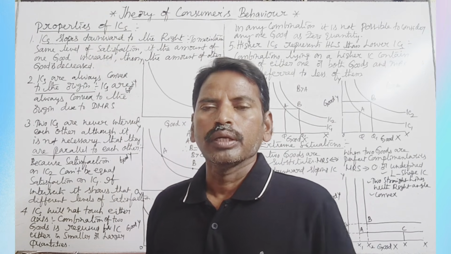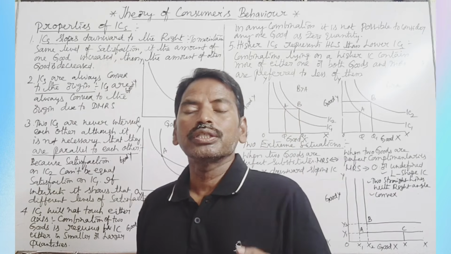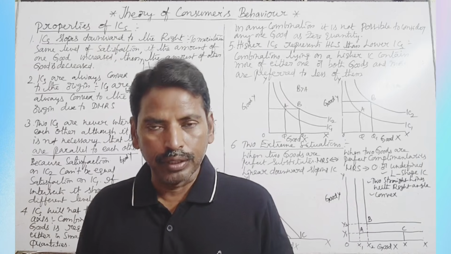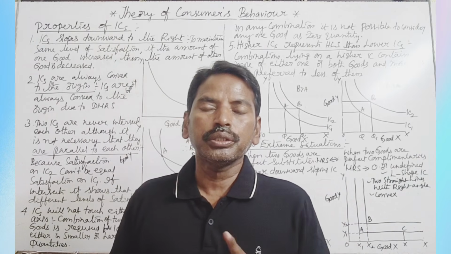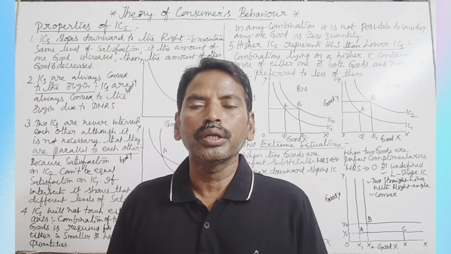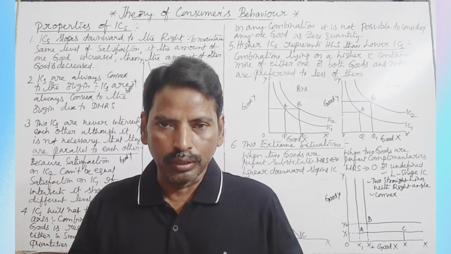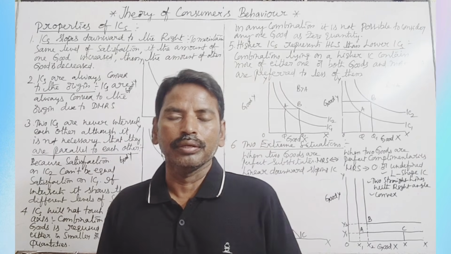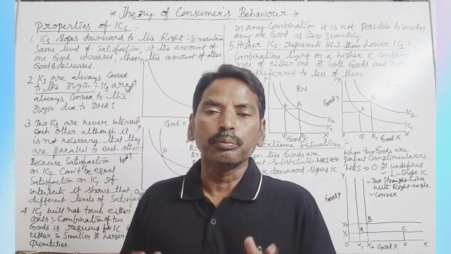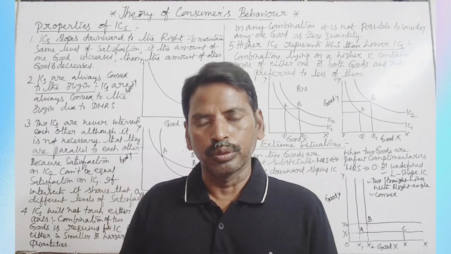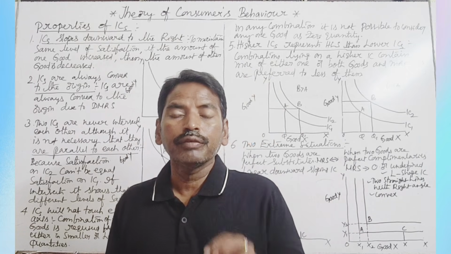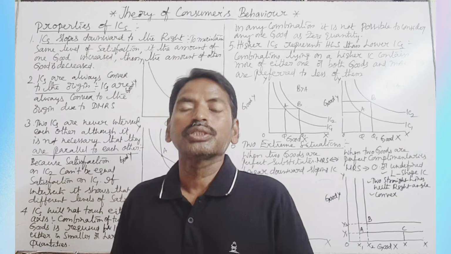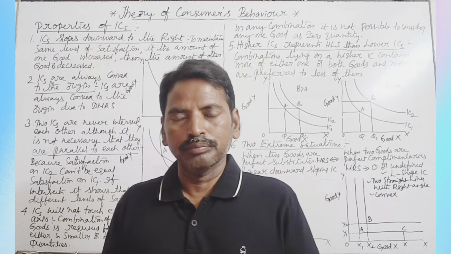In this video, I am going to explain what is the meaning of indifference curve and what are the properties of indifference curve. The basic instrument of Hicks and Allen's ordinal utility approach is indifference curve analysis. It is a modern method, an alternative approach to the cardinal utility approach. Indifference curve mainly depends upon the ordinal utility approach, scale of preference, and MRS.